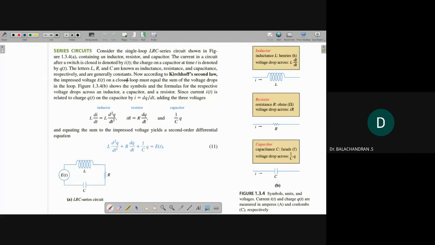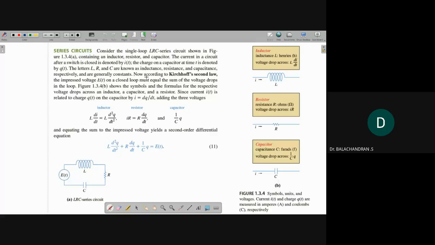Consider an LCR series circuit shown in this diagram, containing an inductor, resistance, and a capacitance. The current in the circuit after a switch is closed is denoted by I of t. The charge on the capacitor at time t is denoted by Q of t. L, R, C are known as inductance, resistance, and capacitance.